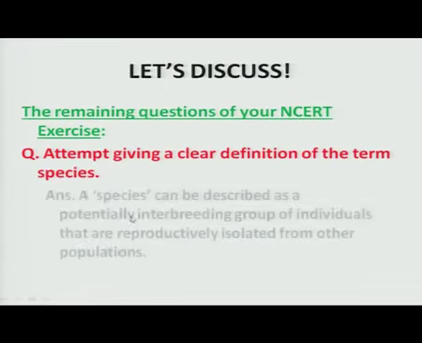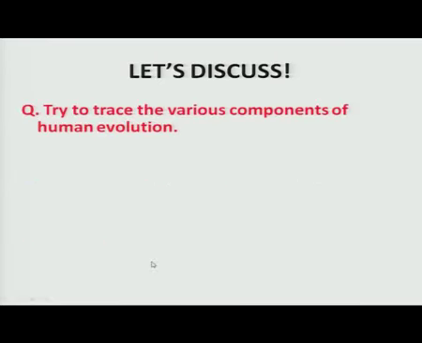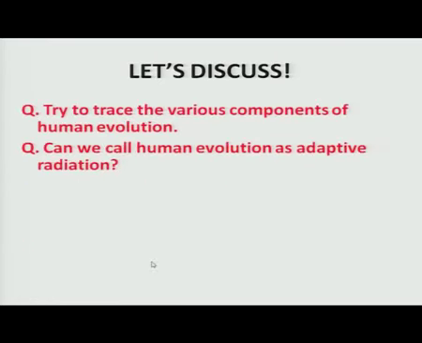The remaining question, species. The species can be described as a potentially interbreeding group of individuals that are reproductively isolated from other population. Then trace the various components of human evolution. We have done so and I hope it is quite clear and you will be able to write this answer. Can we call human evolution as adaptive radiation?